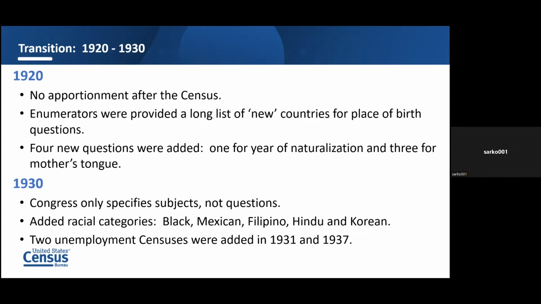And also, 1920 was the first time that the majority of the U.S. population lived in urban areas.